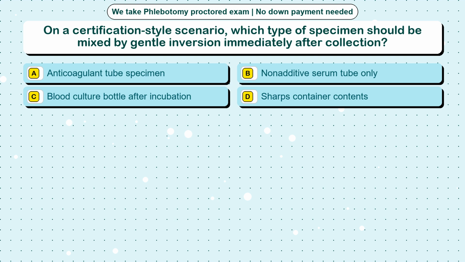Question 43. On a certification-style scenario, which type of specimen should be mixed by gentle inversion immediately after collection? Option A. Anticoagulant tube specimen. Option B. Non-additive serum tube only. Option C. Blood culture bottle after incubation. Option D. Sharps container contents.